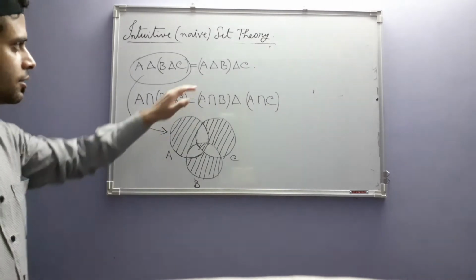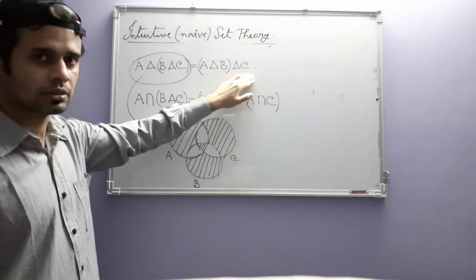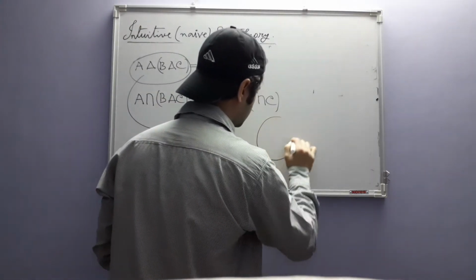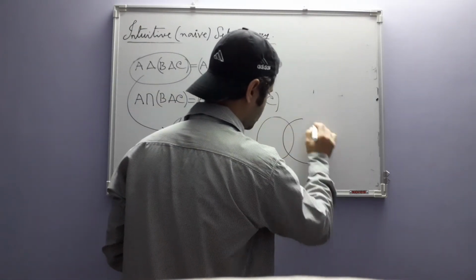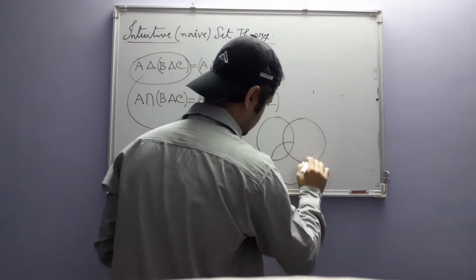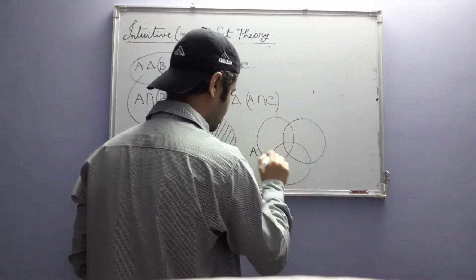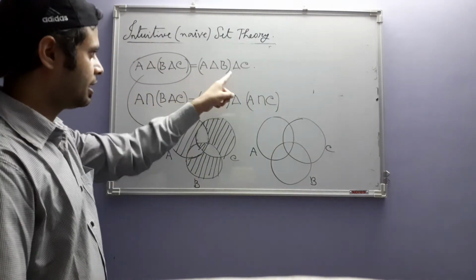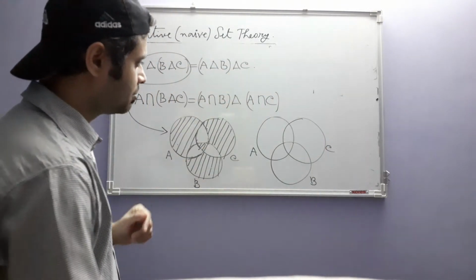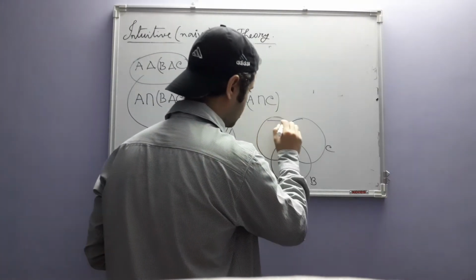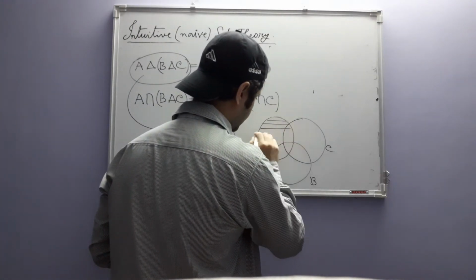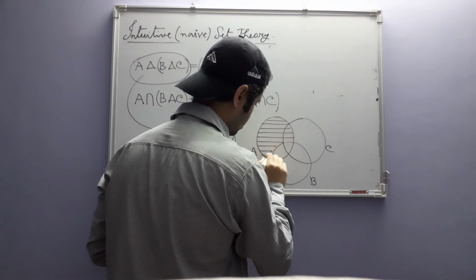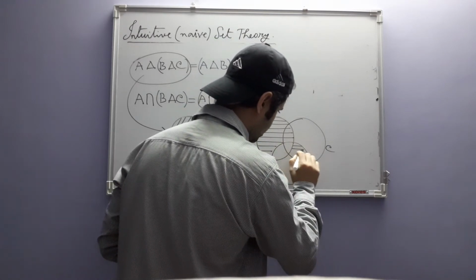Now if I try to draw the Venn diagram for this one, let us go through this also, since we are doing in a similar manner A, B, C. Now I have A delta B. Now A delta B is this much. Things that are only in A or things that are only in B.